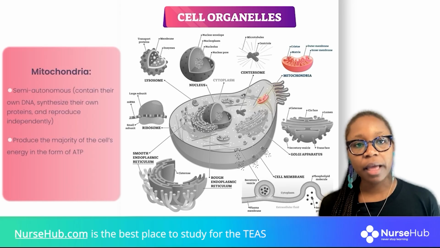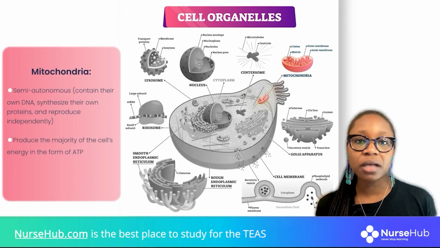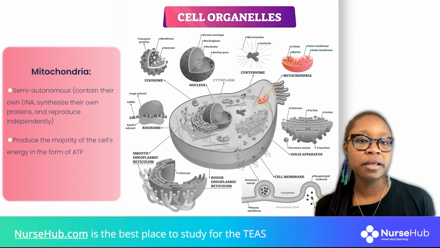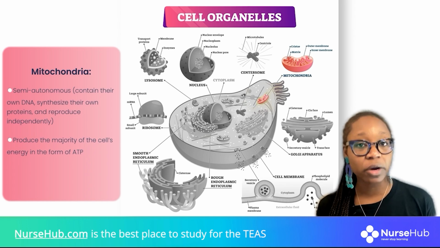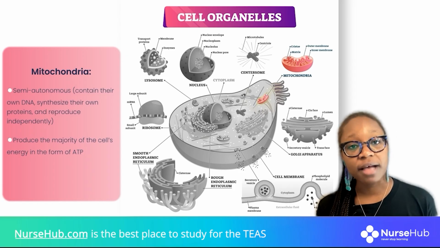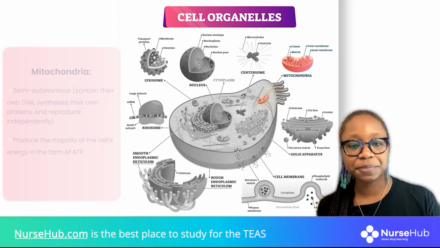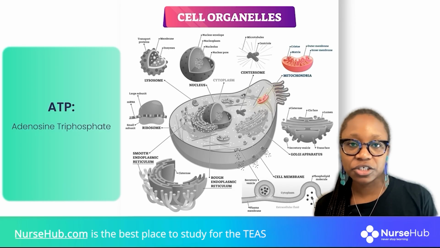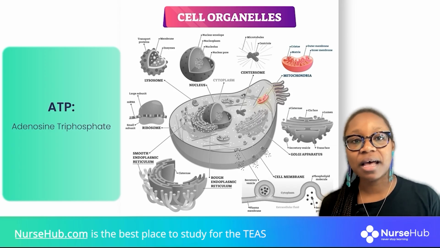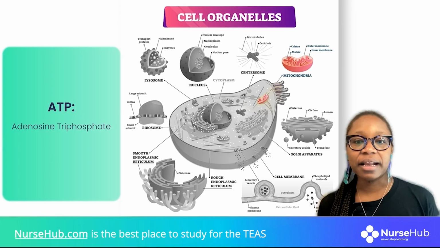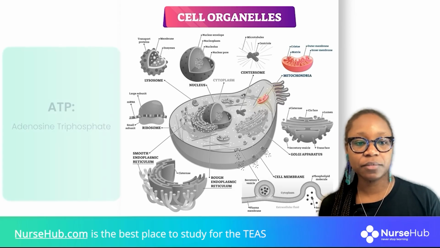As an overview, mitochondria are small, semi-autonomous organelles found in the cytoplasm of eukaryotic cells. They are responsible for producing the majority of the cell's energy in the form of ATP through the process of cellular respiration. Just so you know, ATP stands for adenosine triphosphate. That's the energy that is used by cells. We're going to go into more depth on that later, so don't freak out yet, but that's what ATP is.